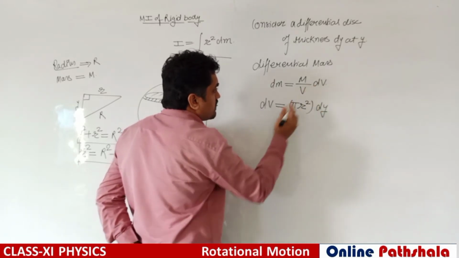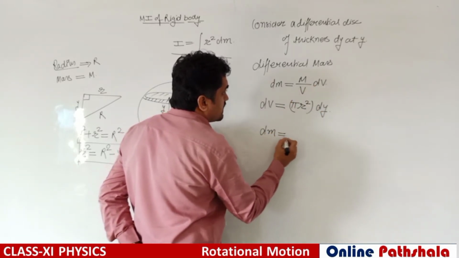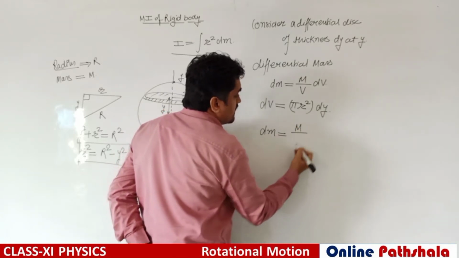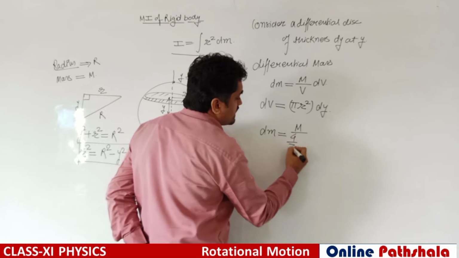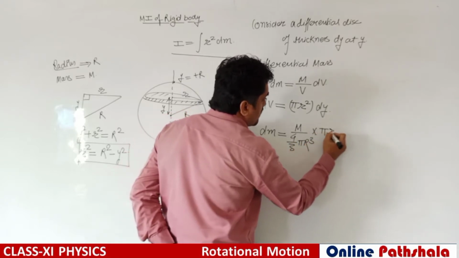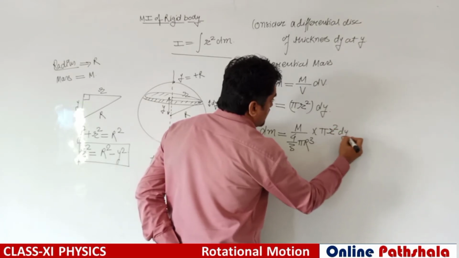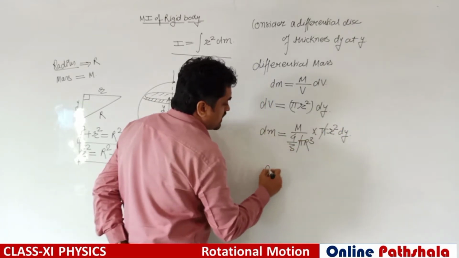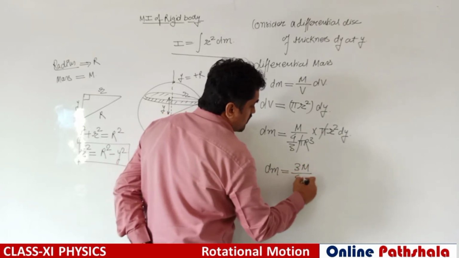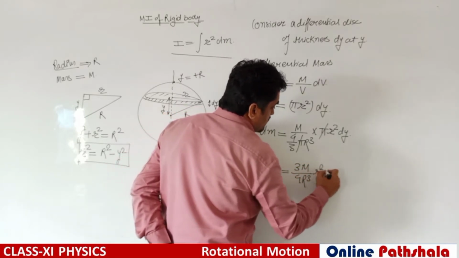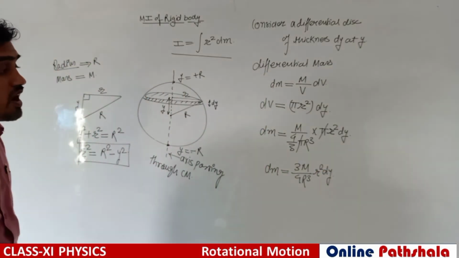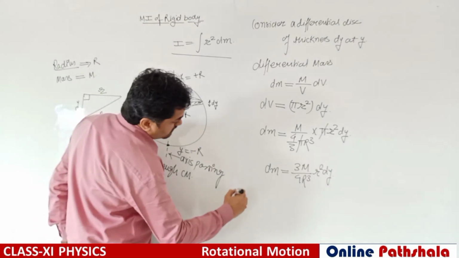Now, we can put dm is equal to total mass divided by total volume, which is 4 by 3 pi R cube, into the differential volume pi r square into dy. This pi will cancel out and dm is equal to 3 capital M divided by 4 R cube into r square into dy.